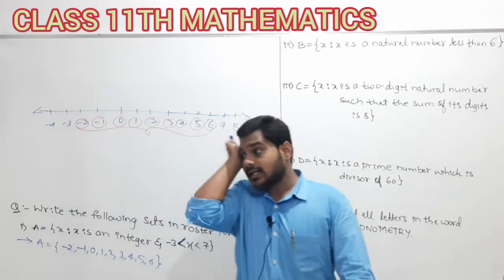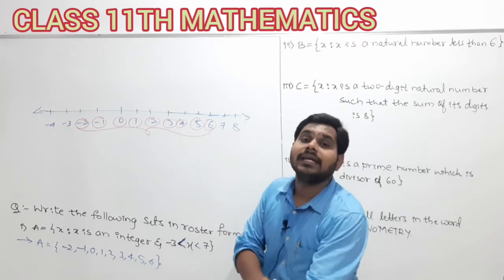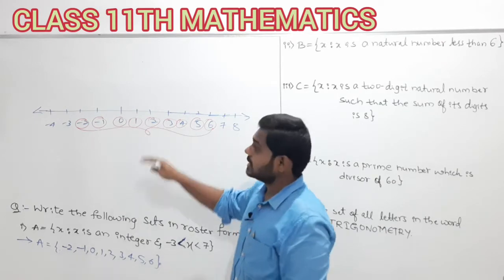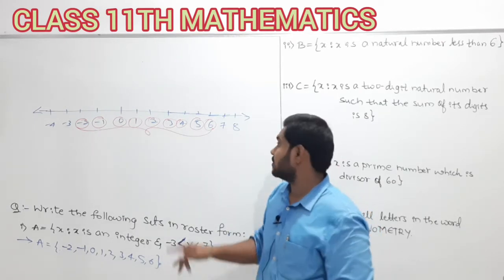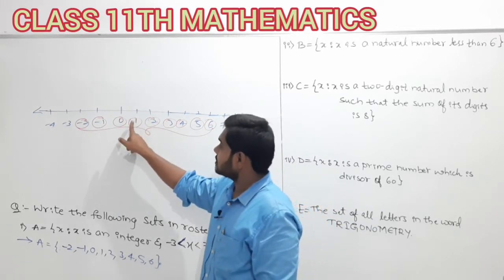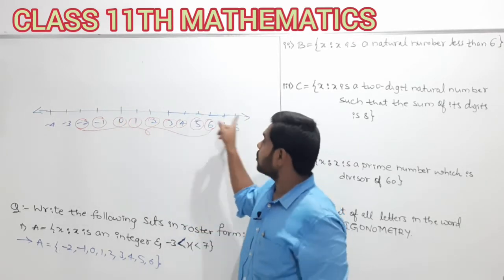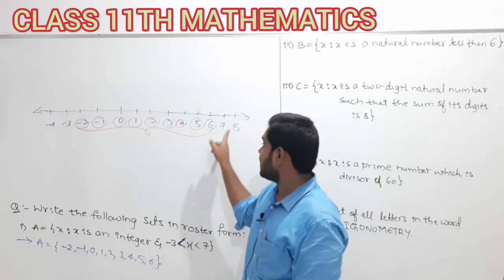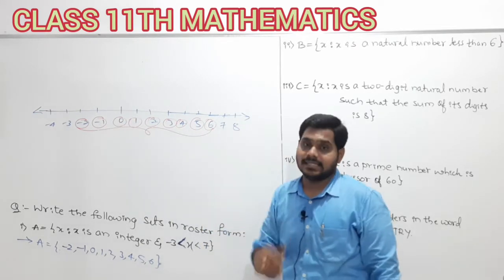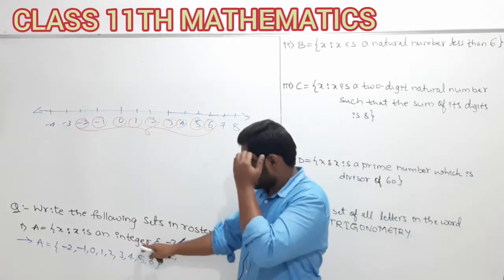Please remember, on the number line, if you go from left to right, the values will increase. If you are going from right to left, lesser values will come. 2 is less than 3, 1 is less than 2, 0 is less than 1, minus 1 is less than 0, like this. If you move from right to left, the values decrease; from left to right, the values increase. This is the basic you should know, my dear students. And please remember, these are the only integers which satisfy this condition.